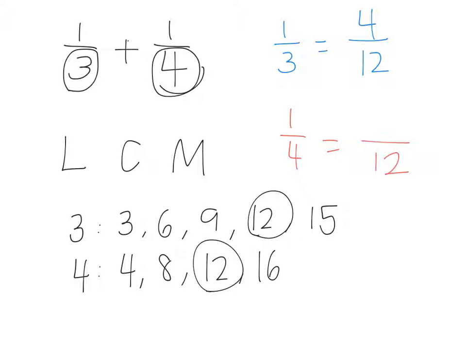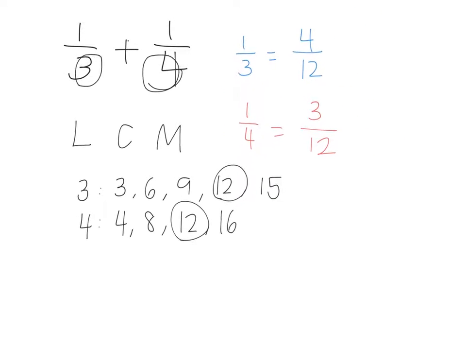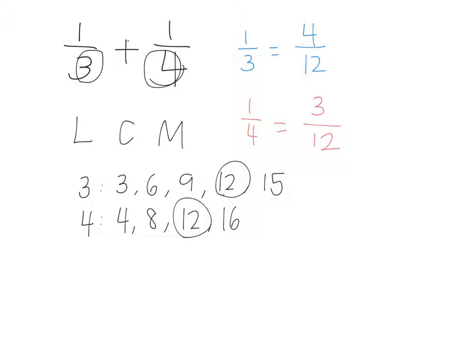We can do the same thing over here. 4 times something equals 12. 4 times what equals 12? 3. So therefore I do 1 times 3 equals 3. So 1/4 is equivalent to how many 12ths? 3/12. So now can I rewrite this problem using common terms? What would my common terms be? What's my common denominator? 12. So I can rewrite it as 4/12 plus what? 3/12 to find my sum of 7/12.